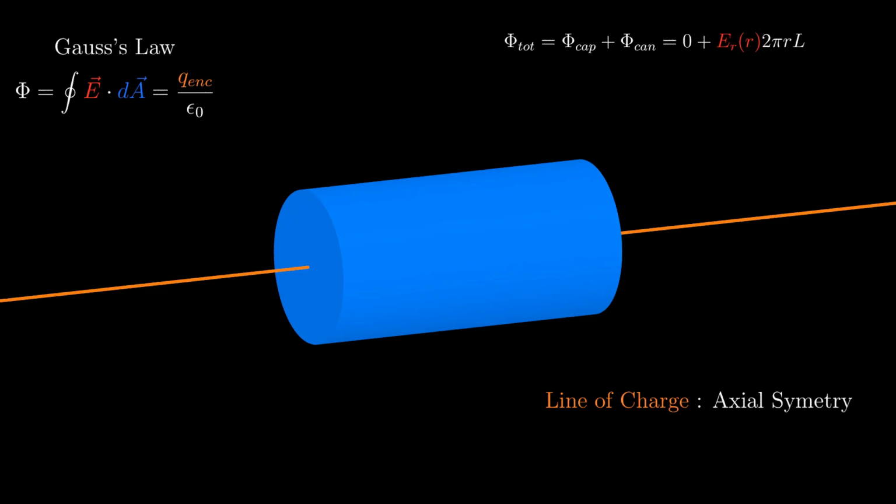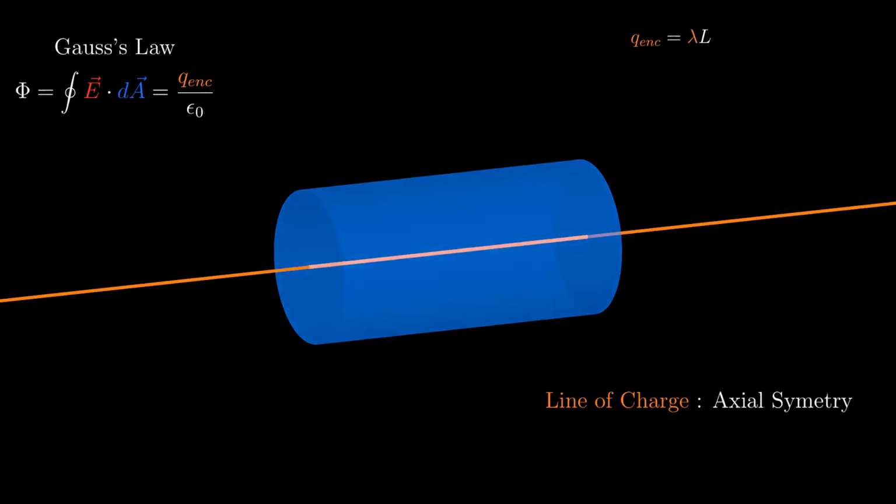We can now combine the results for the caps and the can to obtain the total flux. The total charge inside the Gaussian cylinder is easily determined from the charge per length. Now we use the flux and charge results in the two sides of the Gauss's law equation. The result relates the radial electric field to the linear charge density of the line of charge. Since this result doesn't really depend upon the details of the Gaussian cylinder, some simple rearrangement provides the electric field as a function of distance.